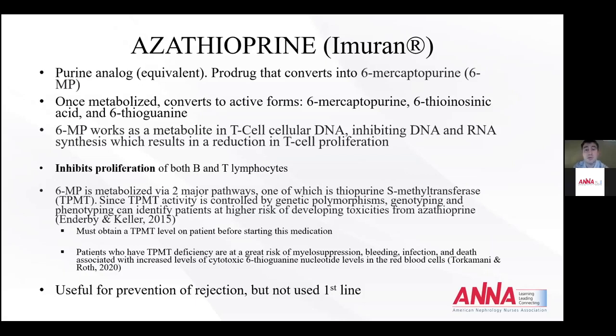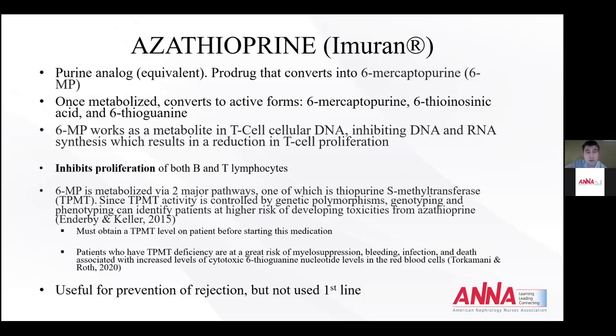And that's all important because these purines are used in DNA and RNA replication and synthesis. So 6-MP works as a little metabolite, whichever of the 3, in the T cell, and it stops the cellular DNA process. So it blocks and inhibits DNA and RNA synthesis, which then, in turn, when you stop that, results in a reduction of T cell replication or proliferation. So it blocks more T cells from developing.